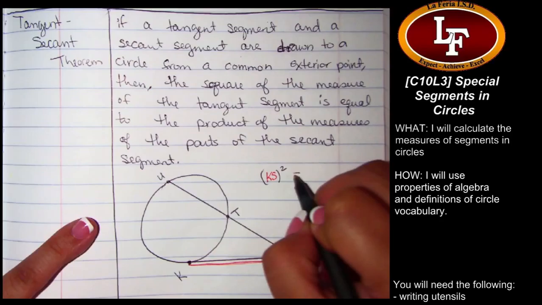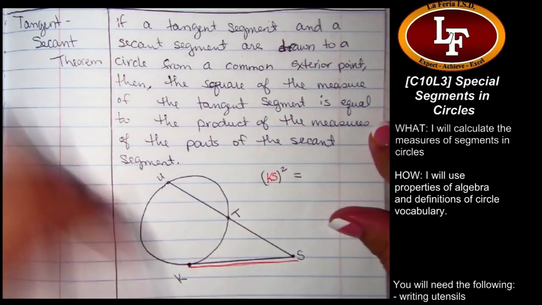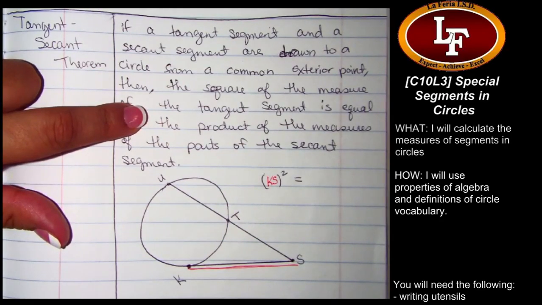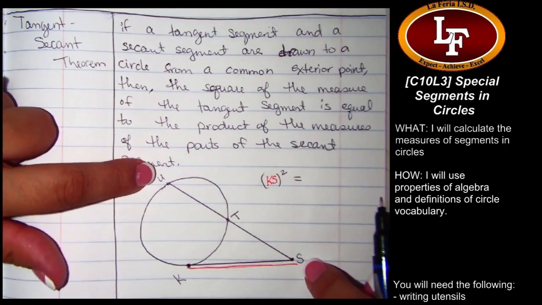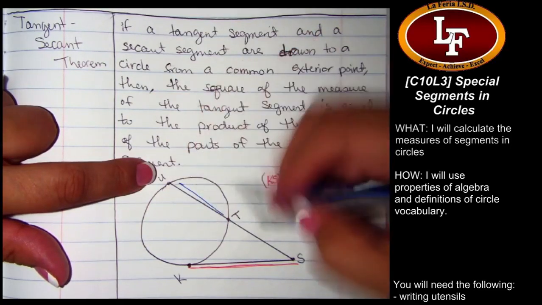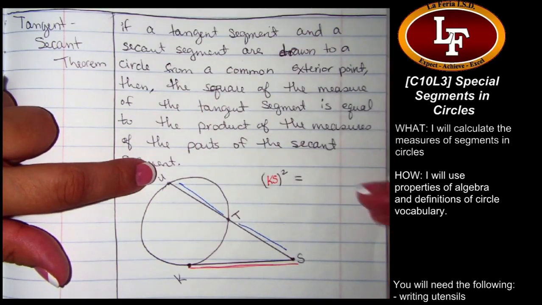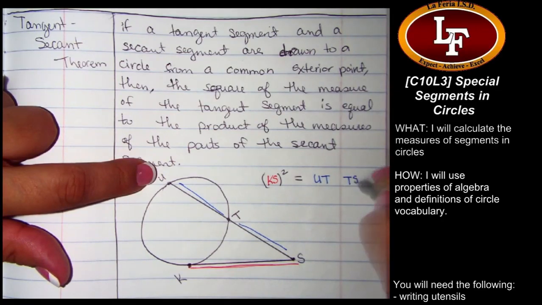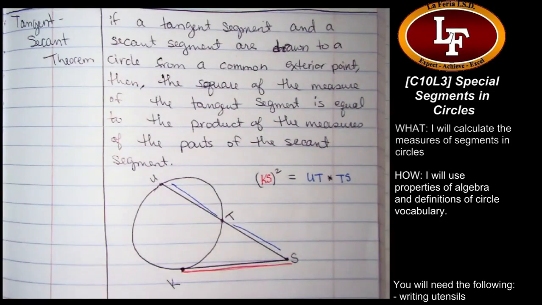That is equal to, the next part of the sentence reads, the product of the measures of the parts of the secant segment. So my secant segment is US. The parts of it are UT and TS. And I'm going to take their measures, UT and TS, and I'm going to multiply them because it wants a product. So far, so good? Any major questions on what you saw?